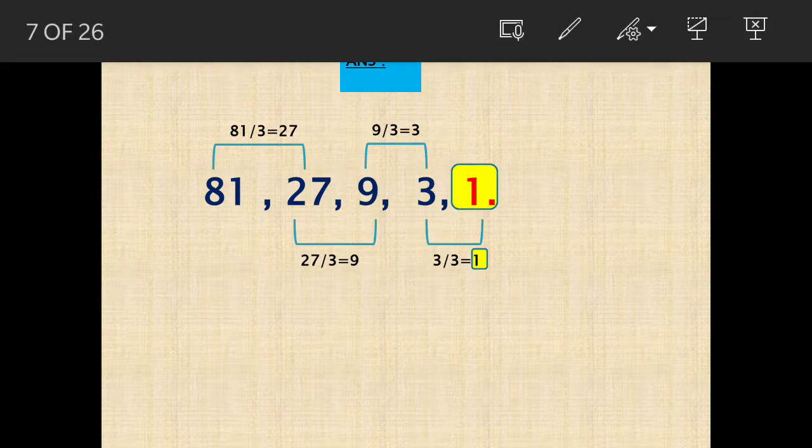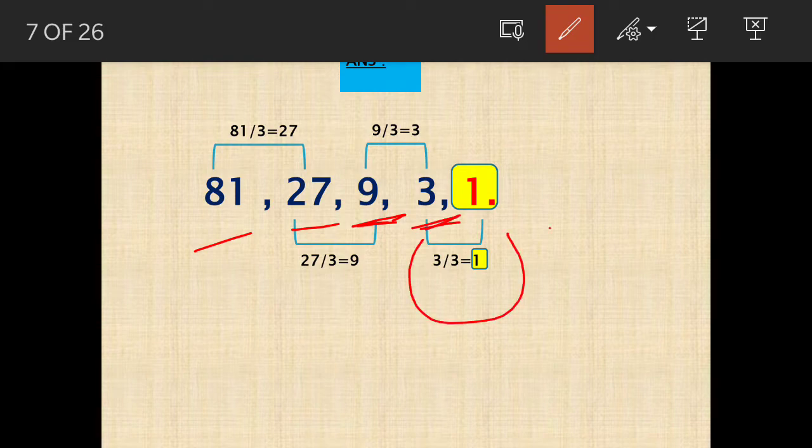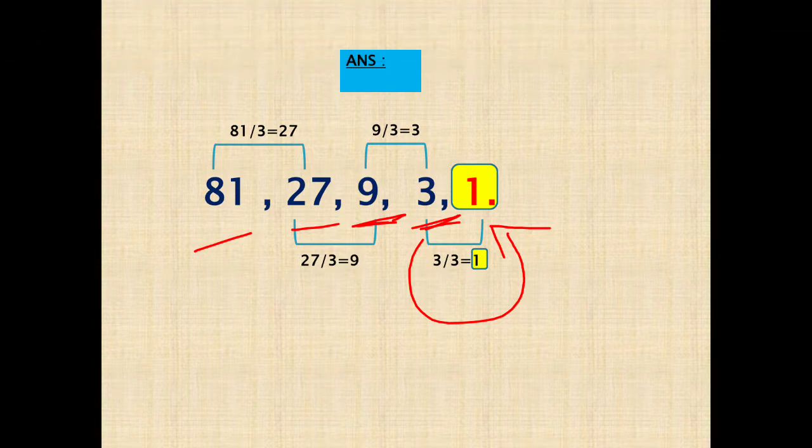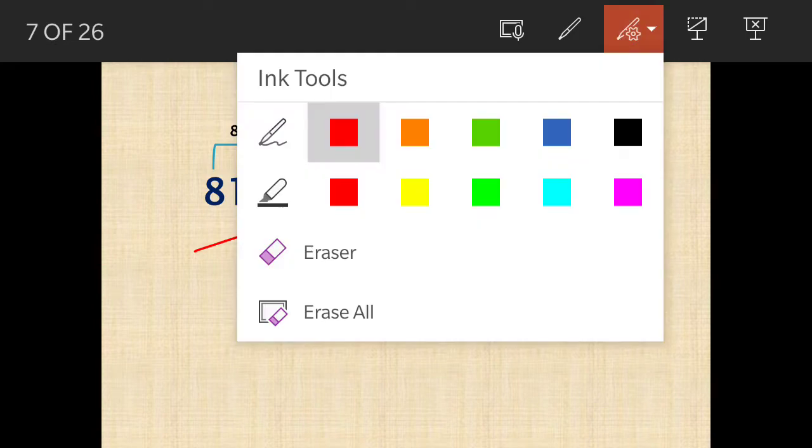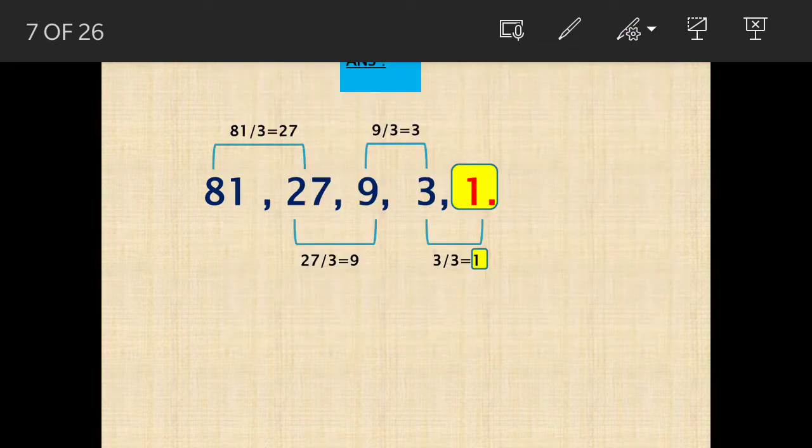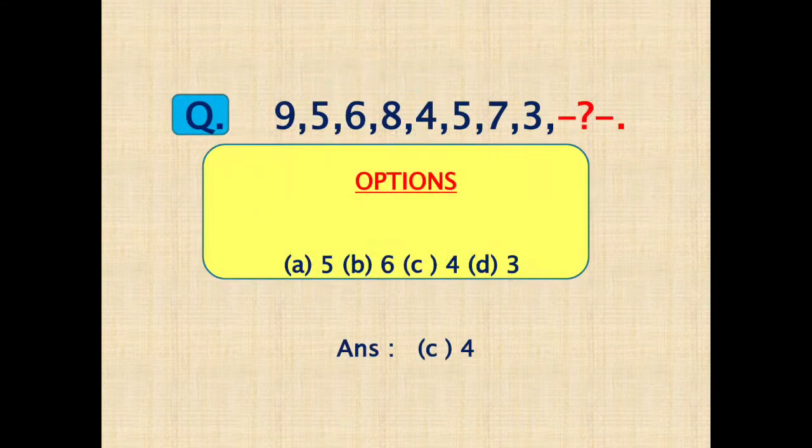If you see the series carefully, it is a geometric series in multiples of 3. The numbers are reducing, so that means they are getting divided. So 81 divided by 3, you get 27. Now 27 divided by 3, you get 9. Now 9 divided by 3, you get 3. So when you divide 3 by 3, you get 1, and this is our answer. So hope it is clear. I'll erase the marking so that you understand the answer. So now we'll go to the next question.